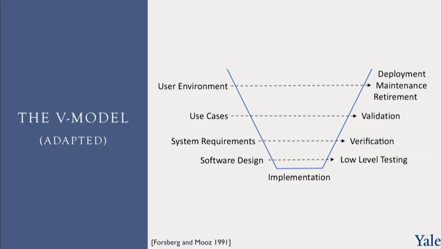And once we're done with maintenance, we maintain our software for a number of years. Eventually, our software comes to an end. And this is the retirement process. So let me show you an example.